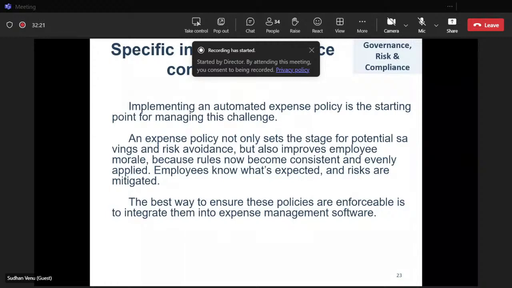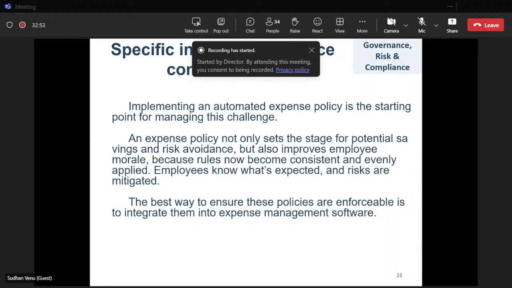Now we are going to see how we are going to handle internal complaints and control the issues. For that, implementing an automated expenses policy is the starting point of managing this challenge. Your expenses policy not only sets the strategy for potential savings and risk awareness, but also improves the employees' morale because the rules now become consistent and evenly applied. Employees know what is expected and the risks are mitigated.